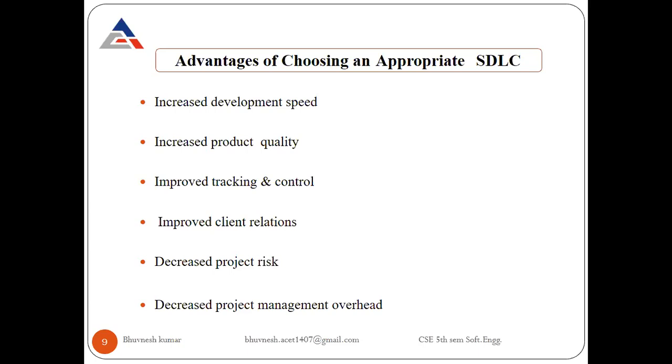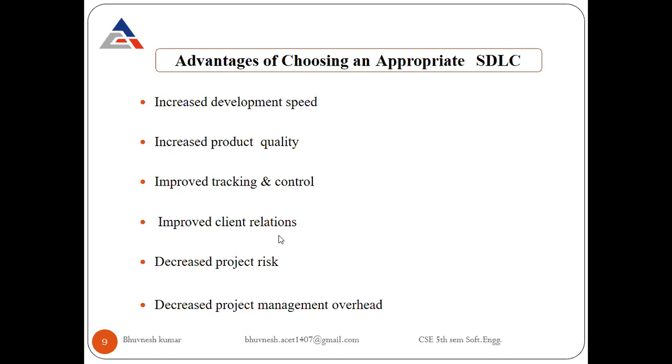If you want proper testing to be done in each and every phase, then go for the spiral model. They have different advantages. First advantage is increased development speed. Next is increased product quality, improved tracking and control, and improved client relations.